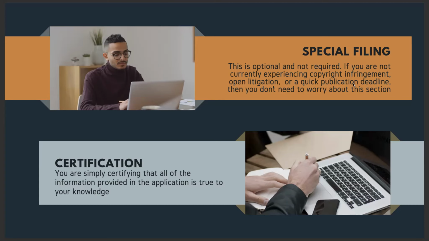Other things that call for special filing is if there's a pending or open lawsuit or litigation. And then the final is that there's a quick publication deadline, where you're trying to meet a printing or publication deadline, and you need to hurry up and get this copyrighted in order to meet that deadline. Those are the three things that special filing applies to. And if this is not you, right? If it doesn't apply, let it fly. If this is not you, simply click continue at the top of that page to move on to the next page.